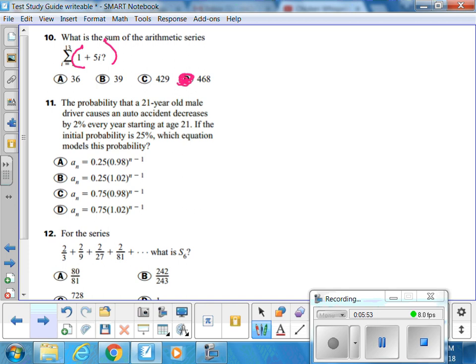Alright, let's figure out what's happening here. The probability that a 21-year-old male would cause an auto accident decreases 2% every year. Okay, so decreasing 2%. It starts at 100%. Decreases 2%, that's a 98% growth factor. So I would eliminate B and D at that point. The growth factor's got to be 0.98. If the initial probability is 25%, that's A. I think I'll look at my answer key. Yeah, it's A. That's what I thought.